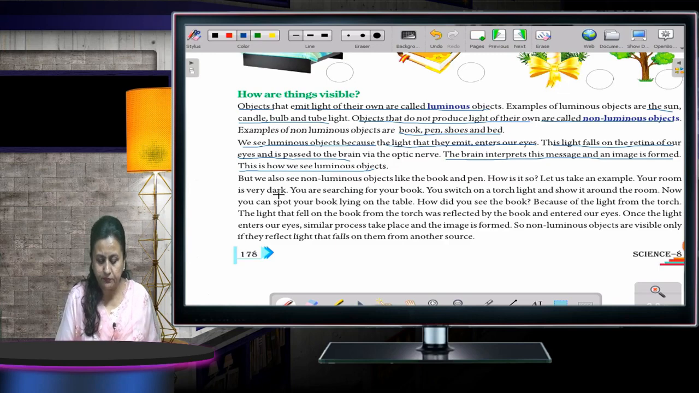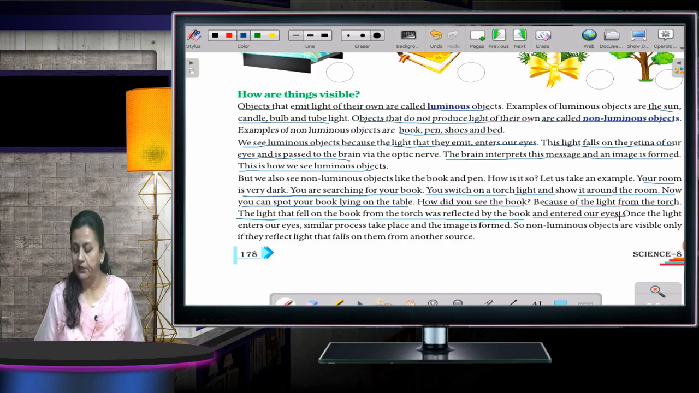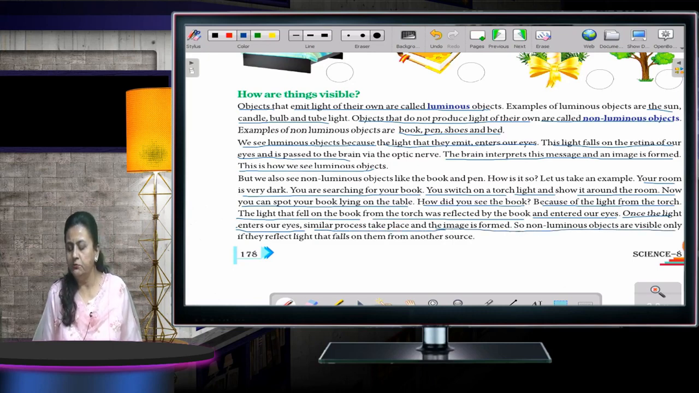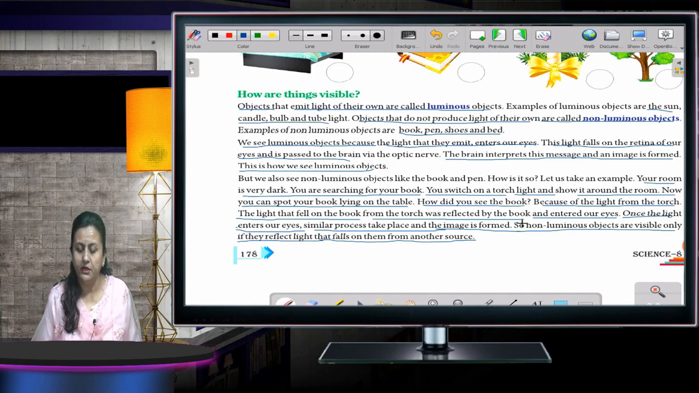Your room is very dark, you are searching for your book. You switch on a torch light and show it around the room. Now you can spot your book lying on the table. How did you see the book? Because of the light from the torch. The light that fell on the book from the torch was reflected by the book and entered your eye. Once the light enters the eye, a similar process takes place and the image is formed. So non-luminous objects are visible only if they reflect light that falls on them from another source. Now moving to the next page.